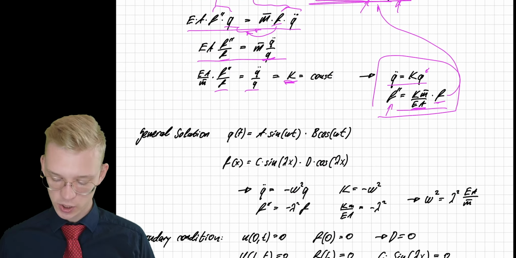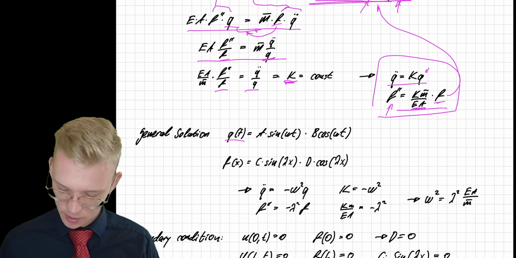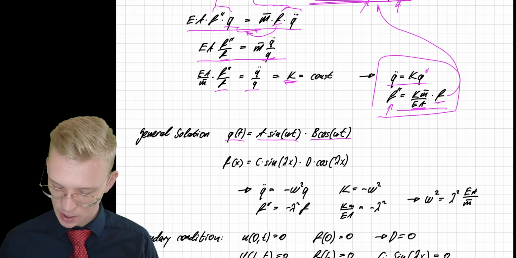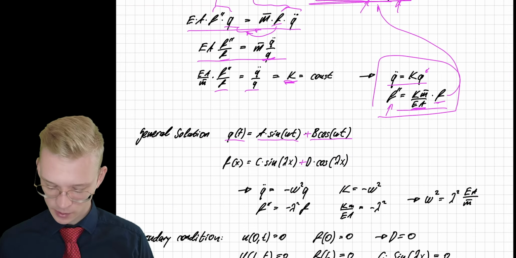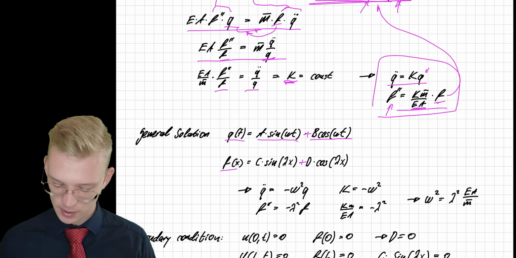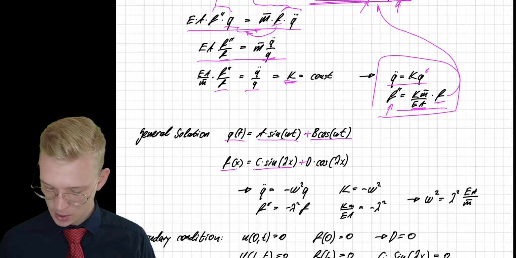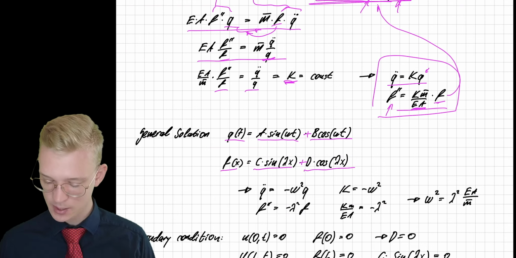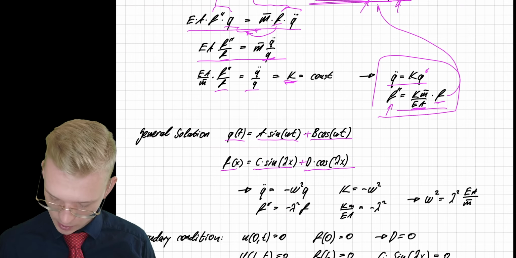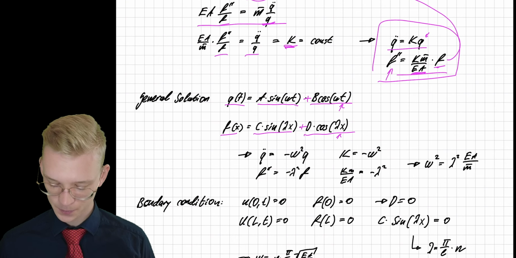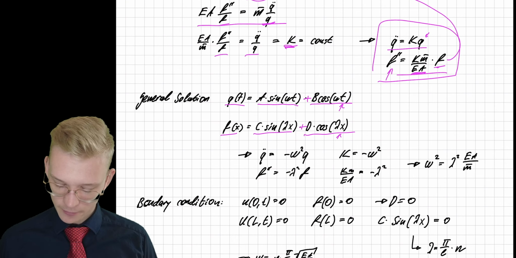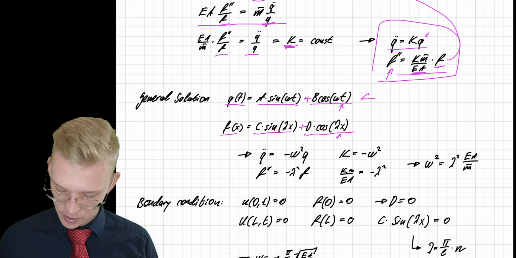Now we propose a general solution where the time function is a sine omega t plus a cosine omega t, and our space function is c times sine lambda x plus d cosine lambda x. So this is our time function because we're dependent on time, and the f of x is dependent on our coordinate.